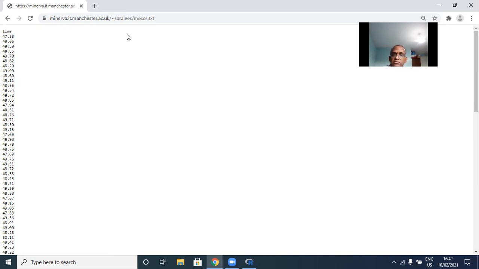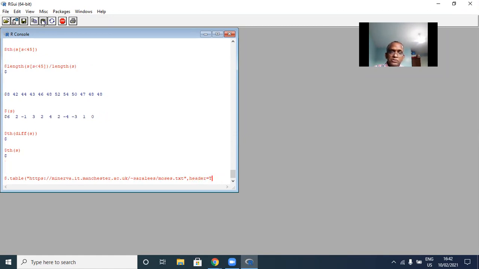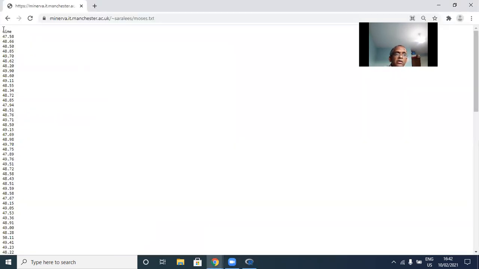Now, if you want to read this data set, what you need to do is simply copy the URL, right? So copy, and then go back to R and paste it. And then you type this command read.table and put that in double quotes, okay? And then you say header equal to T for true. The reason I'm saying header equal to true is because this data set has a header, which is time.